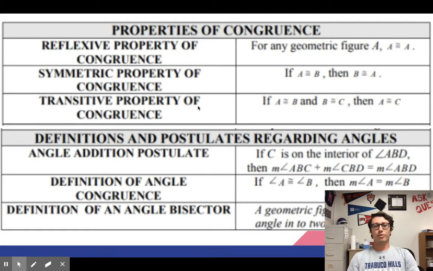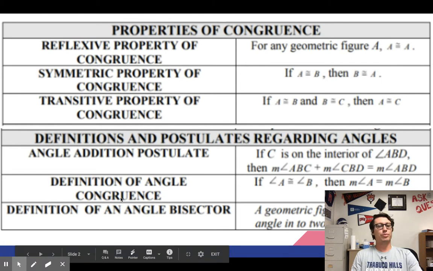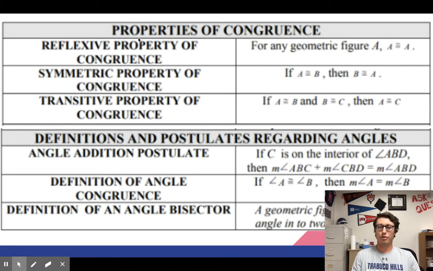So some of these we've already touched on, right? These are all of the properties of congruence. These top three, we already talked about in the last lesson because they apply to all things. And these bottom parts are now just for talking about angles specifically. So we'll go through these again.